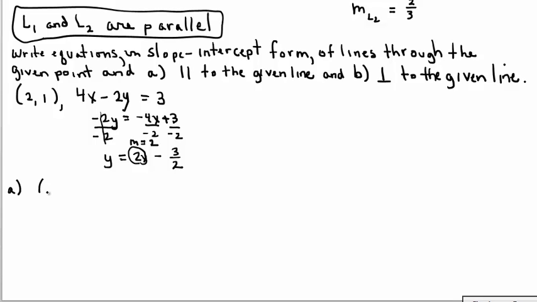The point is (2, 1), and the slope is 2. Let's write an equation of a line that passes through that point and has the same slope as this line right here. And we're going to do slope-intercept. This is one way. Let's write down the formula.